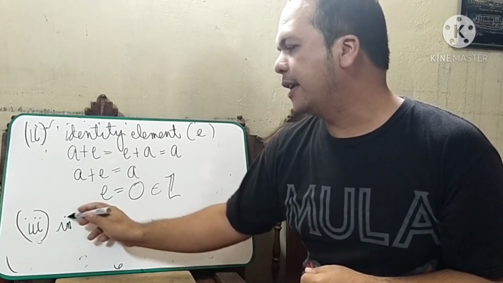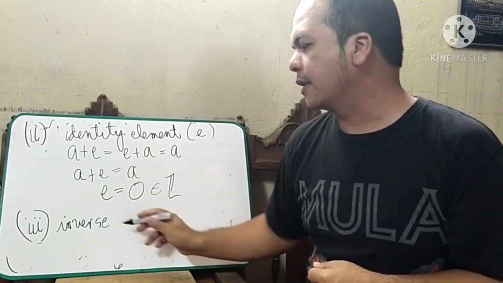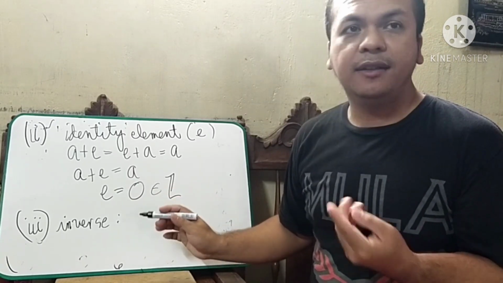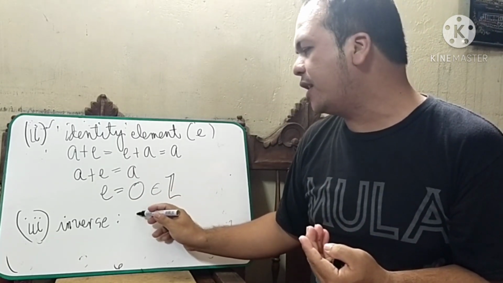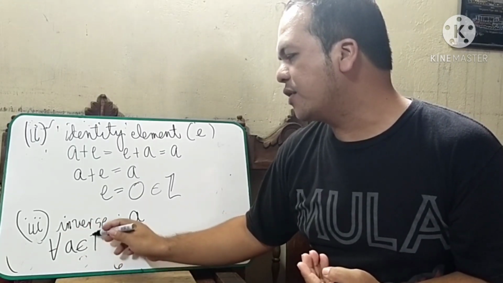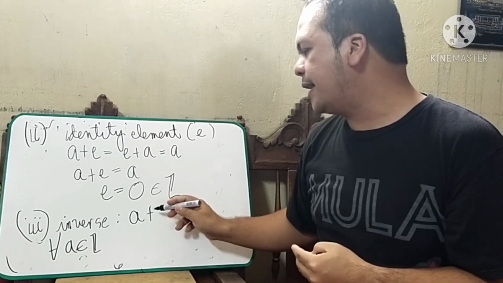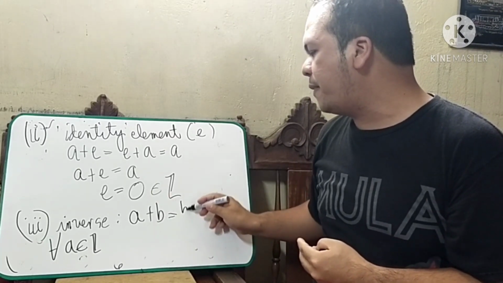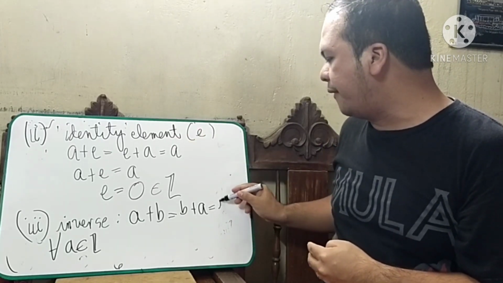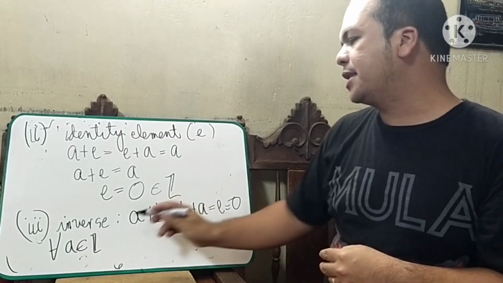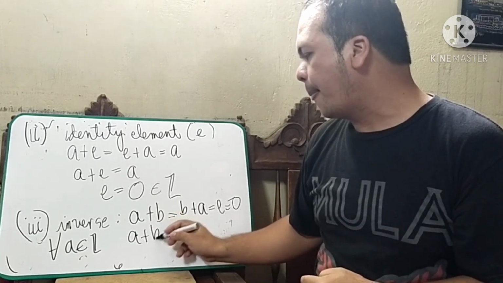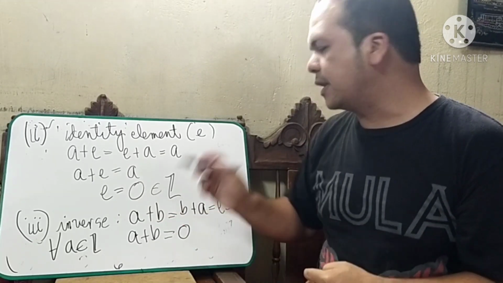existence of an inverse. Again, for the inverse, we have for all a element of the set of integers, we have a plus b is equal to b plus a, which is equal to the identity element. For addition, we have e, which is equal to 0. Or simplifying this equation now, we have a plus b is equal to 0.